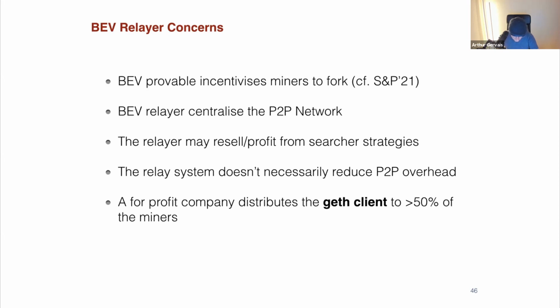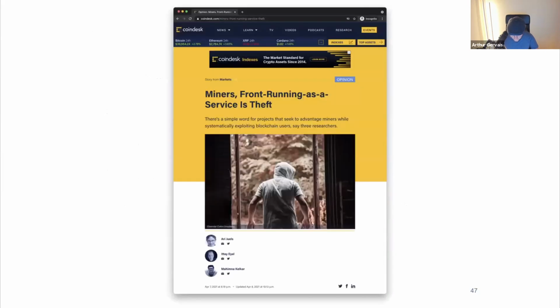And finally, I think the most critical part is probably that there's a for-profit company that distributes a modified GEF client to over 50% of the miners. The development process in the blockchain, as well as in Bitcoin, by the way, is always a critical decentralization cornerstone, right? So if this is being centralized somewhat, it can endanger the chain quite significantly, and this is something I would be cautious with.